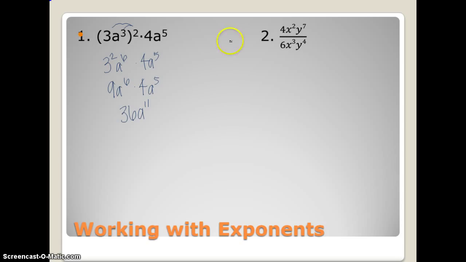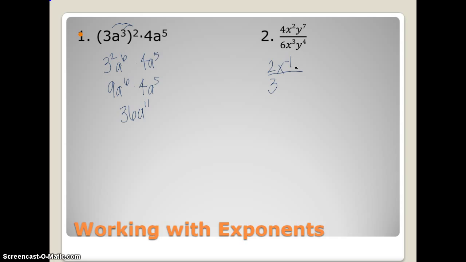Looking at number 2, we're dividing. Whenever we divide, we have to simplify our numbers, then subtract our exponents. So to start with, we have 4 over 6. That simplifies to 2/3. When we look at our exponents, we have x squared divided by x cubed. So we subtract. 2 minus 3 is -1.